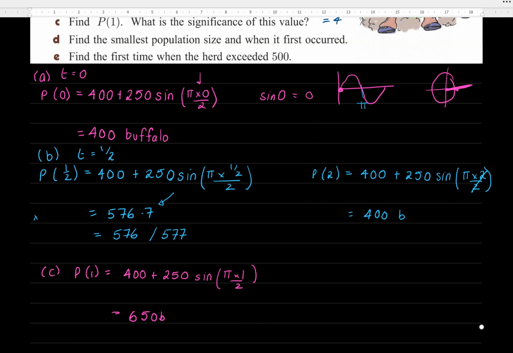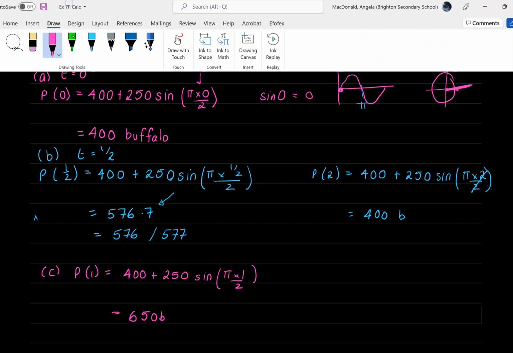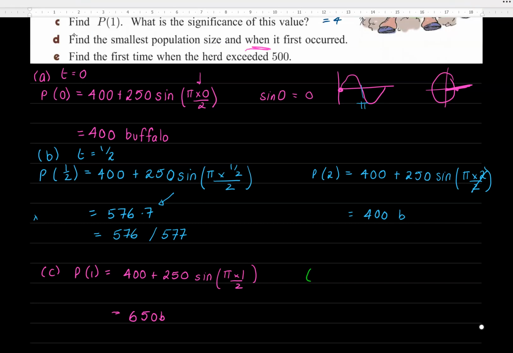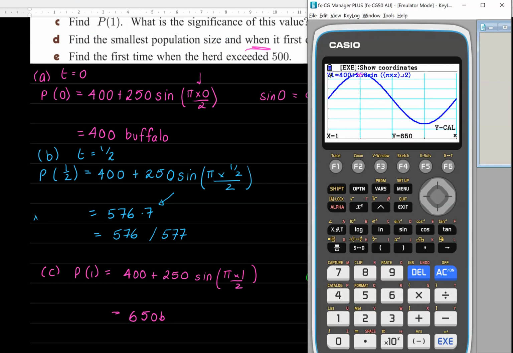And what about D? Find the smallest population size and when it first occurred. Now, I think we could find the smallest without using our calculator, but to know when, that's going to be a little bit harder. Okay, so because it's 250, I know it's minus 250 plus 400, so I know the minimum is going to be minus 250 plus 400. But anyway, don't strain your brain.